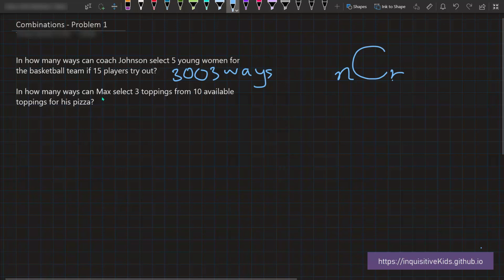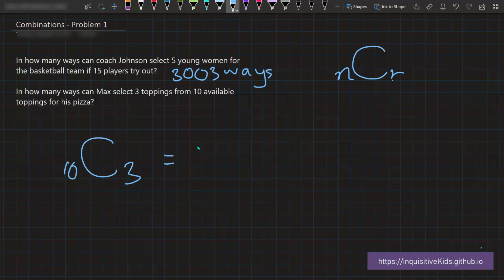In how many ways can Max select 3 toppings from the 10 available toppings for his pizza? So this is a very simple, very straightforward combinations problem. It already says select and from, so you very quickly know what the n and the r of this problem is. We can set this problem up as C(10, 3), which we can write in the formula as 10 factorial over 3 factorial times 7 factorial.